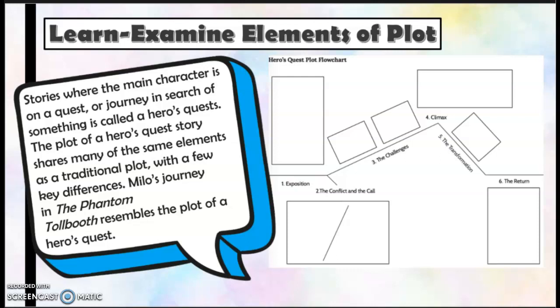And the plot of a hero's quest story shares many of the same elements as a traditional plot, but there are some key differences. So Milo's journey in the Phantom Tollbooth resembles the plot of a hero's quest. So let's go over the parts of a hero's quest.